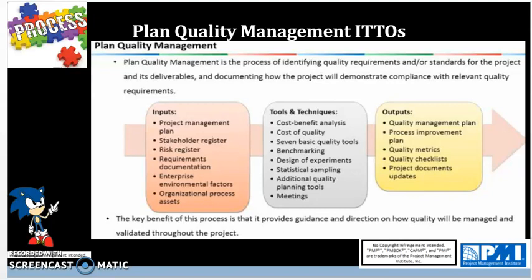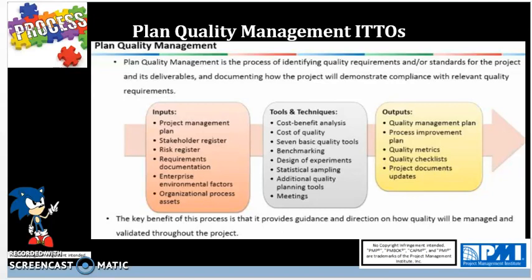Outputs then are going to be quality management plan. Quality management plan is a subsidiary plan of the project management plan. And keep in mind that this plan is a process of identifying the quality requirements and standards for the project and deliverables, and documenting how the project will demonstrate compliance with the relevant quality requirements. Then you have process improvement plan, as we just mentioned. Using the 7 quality control tools, you can look at the processes in place and see if there are places to improve. Then you have quality metrics, quality checklists, and project document updates.